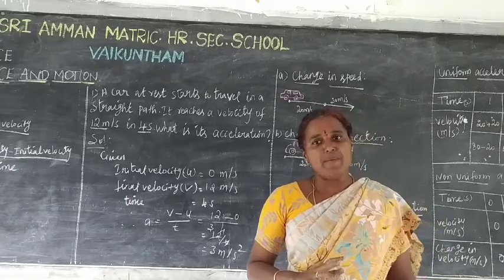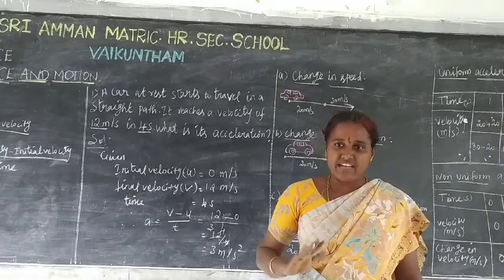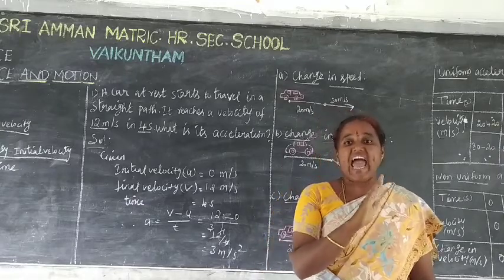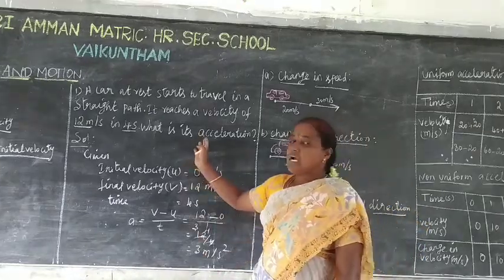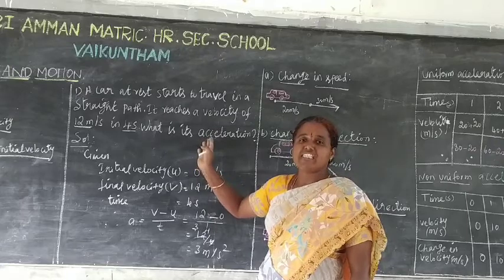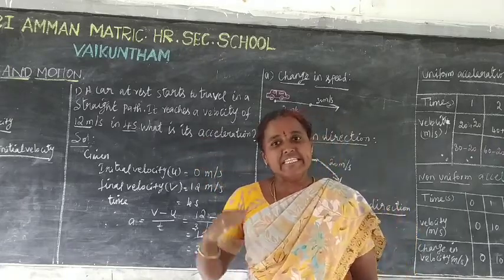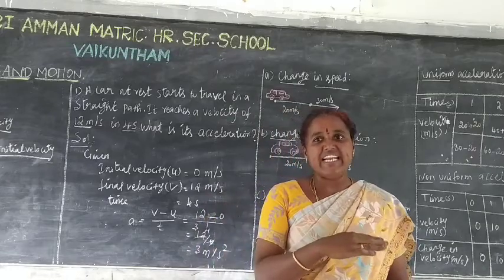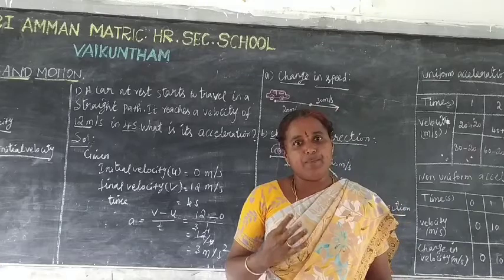Car starts from rest, the velocity goes on increasing. When velocity goes on increasing, acceleration is positive. This is also an example of positive acceleration. In positive acceleration, the direction of acceleration is in the direction of velocity.